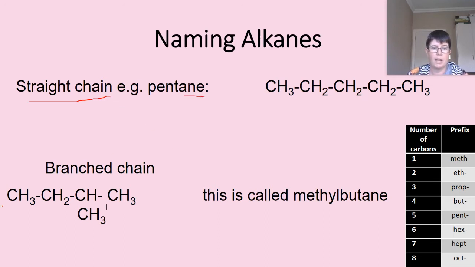There's branch chains. So this molecule here has a CH3 branch. So the longest chain is 1, 2, 3, 4. So it's butane. So that's the parent part, butane. And then it's got a methyl group, which is the branch. So it's methylbutane.